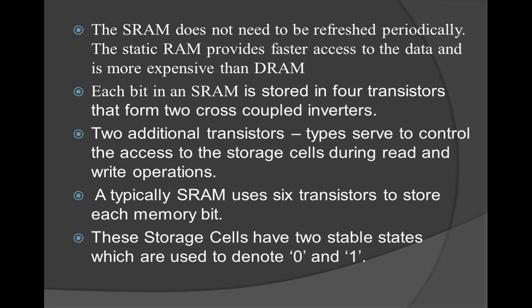Each bit in SRAM is stored in 4 transistors. As we know, RAM is made up of bipolars or MOSFETs. So the SRAM bit is stored in 4 transistors that form 2 cross-coupled inverters. Two additional transistors are required. Two transistors form the cross-coupled inverters, and the additional 2 transistors control access to the storage cell during read and write operations. As we know, during write and read operations we need to control the access, whether it is given to the write or to the read.